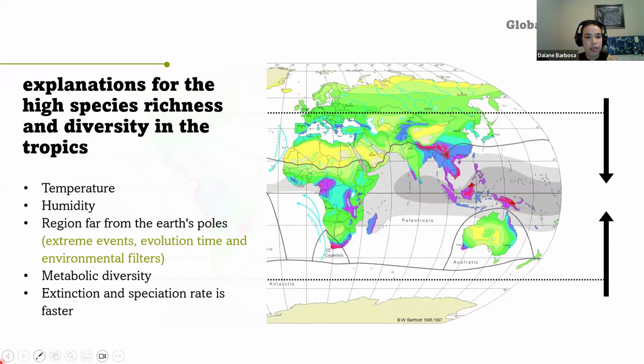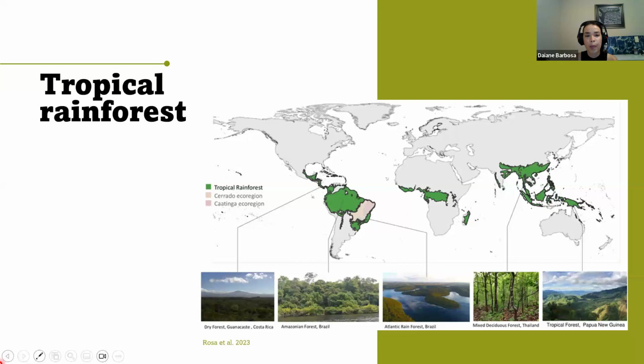And another thing is the velocity of extinction and speciation rates in these places, which is faster. So, most of this biodiversity is in tropical rainforests. And here we can see where these big rainforests are located.